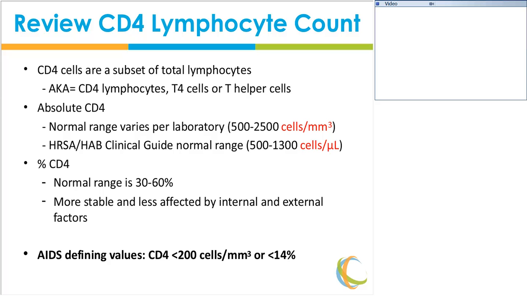I highlighted and bolded the last statement on this slide that tells you that anyone with a CD4 count of less than 200 cells per cubic millimeter or a CD4 percentage of less than 14 is diagnosed with AIDS. And once a person has that diagnosis, they'll have it forever moving forward.